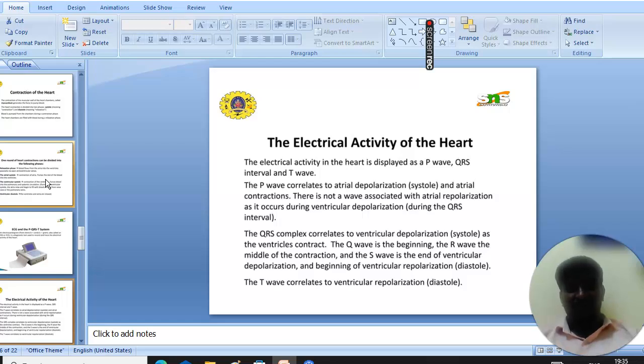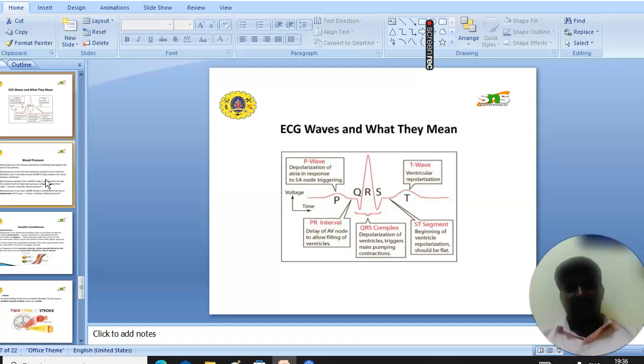The P wave correlates to the atrial depolarization and the atrial contractions. The wave associated with the atrial repolarization is not visible, as it correlates with the ventricular depolarization as the ventricles contract. The Q wave is the beginning, the R wave the middle of the contraction, and the S wave is the end of the ventricular depolarization and the beginning of the ventricular repolarization. The T wave correlates to the ventricular repolarization. The corresponding PQRST curve of the human is shown in the figure.